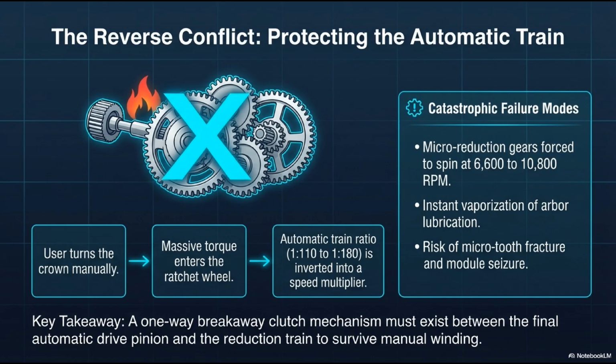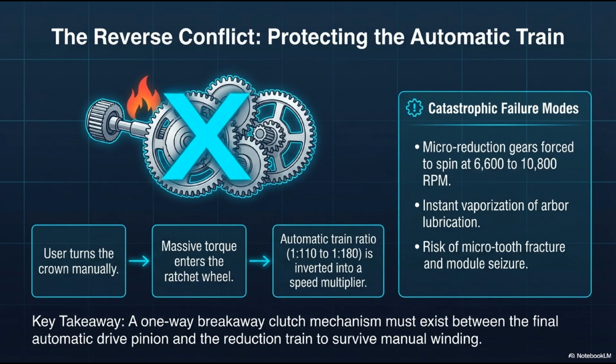The key takeaway is absolute. To survive the user manually winding the watch, a flawless, one-way breakaway clutch mechanism must exist exactly between the final automatic drive pinion and the delicate reduction train. The connection must be severed the instant manual torque is applied.